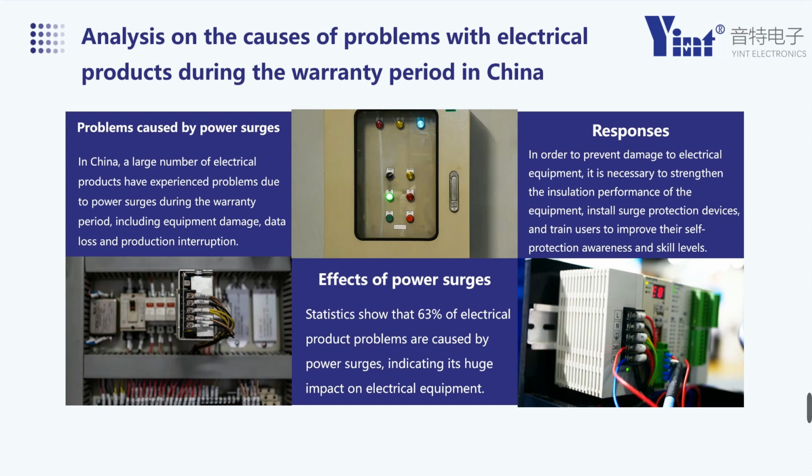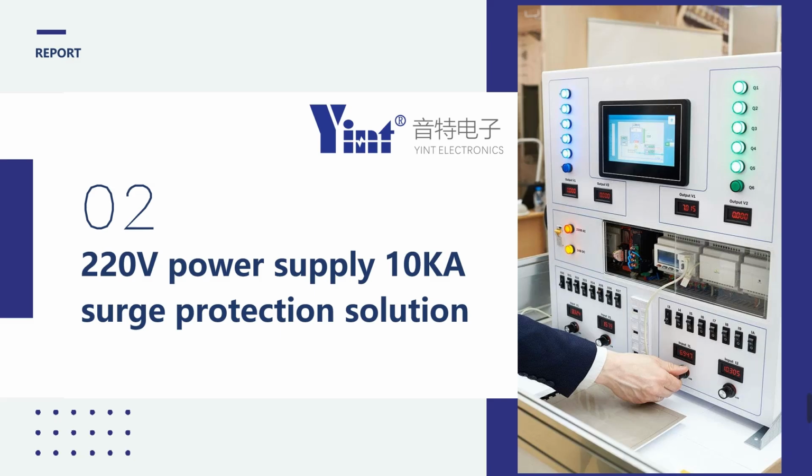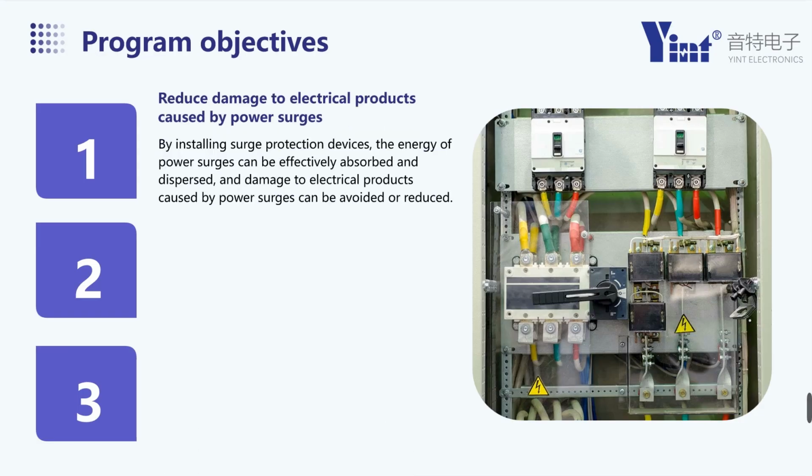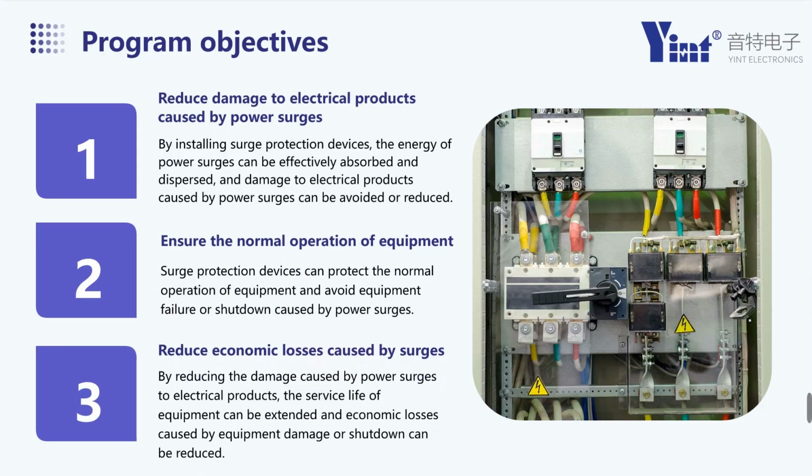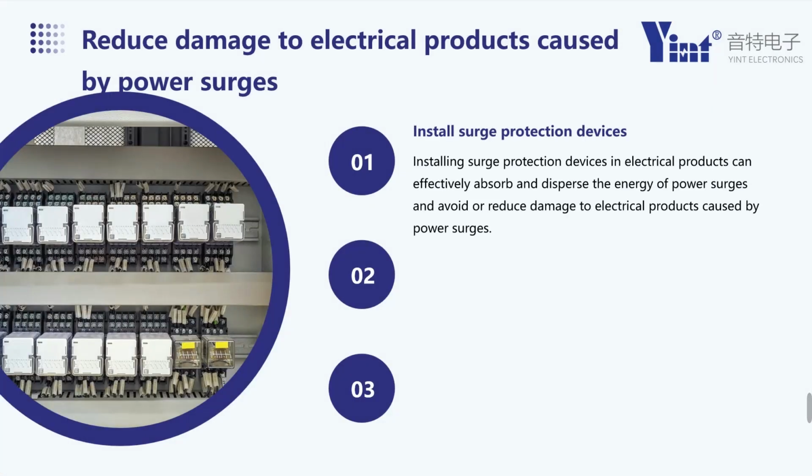By installing surge protection devices, the energy of power surges can be effectively absorbed and dispersed, and damage to electrical products caused by power surges can be avoided or reduced. Surge protection devices can protect the normal operation of equipment and avoid equipment failure or shutdown caused by power surges. By reducing the damage caused by power surges to electrical products, the service life of equipment can be extended and economic losses caused by equipment damage or shutdown can be reduced.